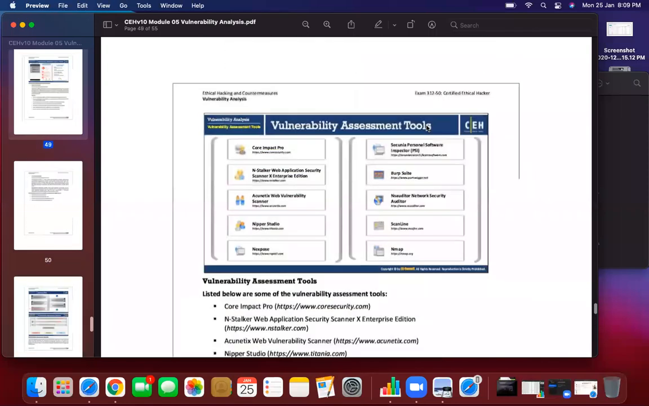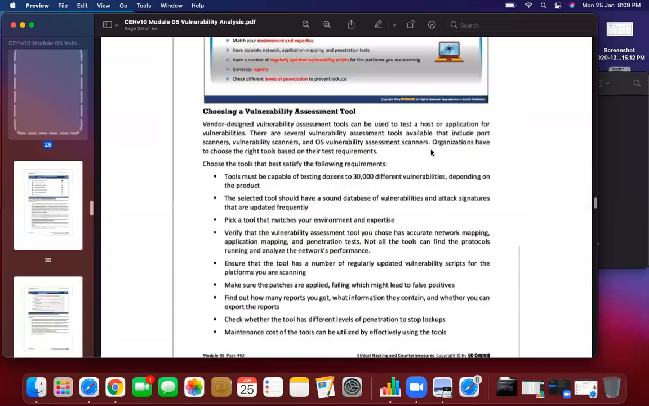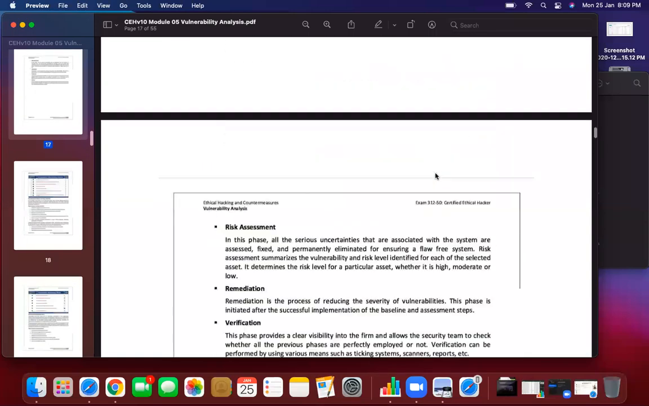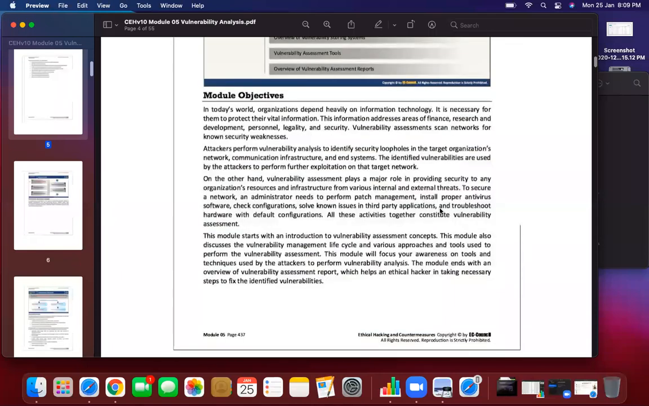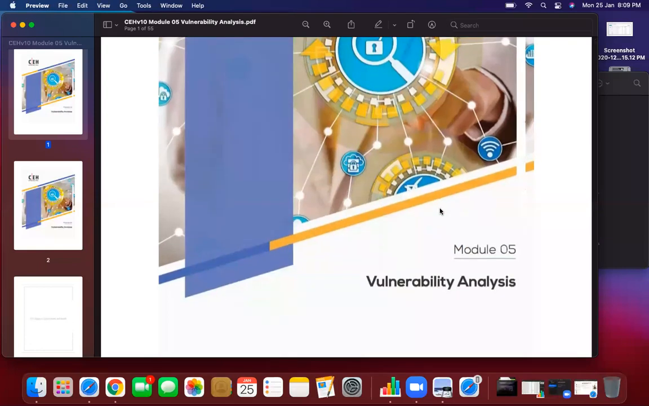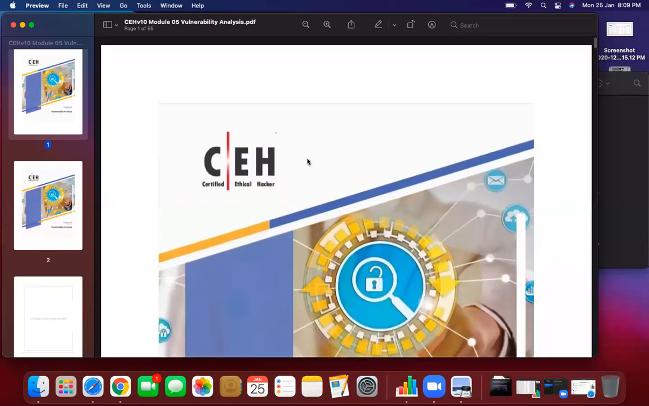So first of all, let me let everyone know that this is the last topic where we will be stopping our information gathering phase. Vulnerability analysis is the last topic of the information gathering phase, and after this module, the practical is there. I was wondering why the practical is not completed, because we need to cover this one first.